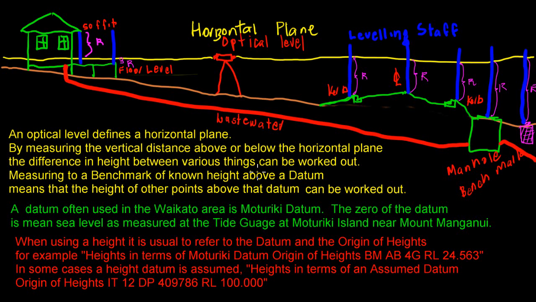It's important that you have both, that you indicate what datum you're using and what your origin of heights is. In some cases a height datum is assumed, where you do not have sufficient information, and so you could put a statement like this: heights in terms of an assumed datum. You still need the origin of heights because the datum is assumed. Origin of heights is iron tube 12 DP 409786 RL 100.00, and we've used 100.00 because that will give us a good range so that we don't start getting any negative heights, depending of course on the height range of our job. So these should be considered very carefully, just to make the whole job that much easier for you in terms of how you deal with the numbers.